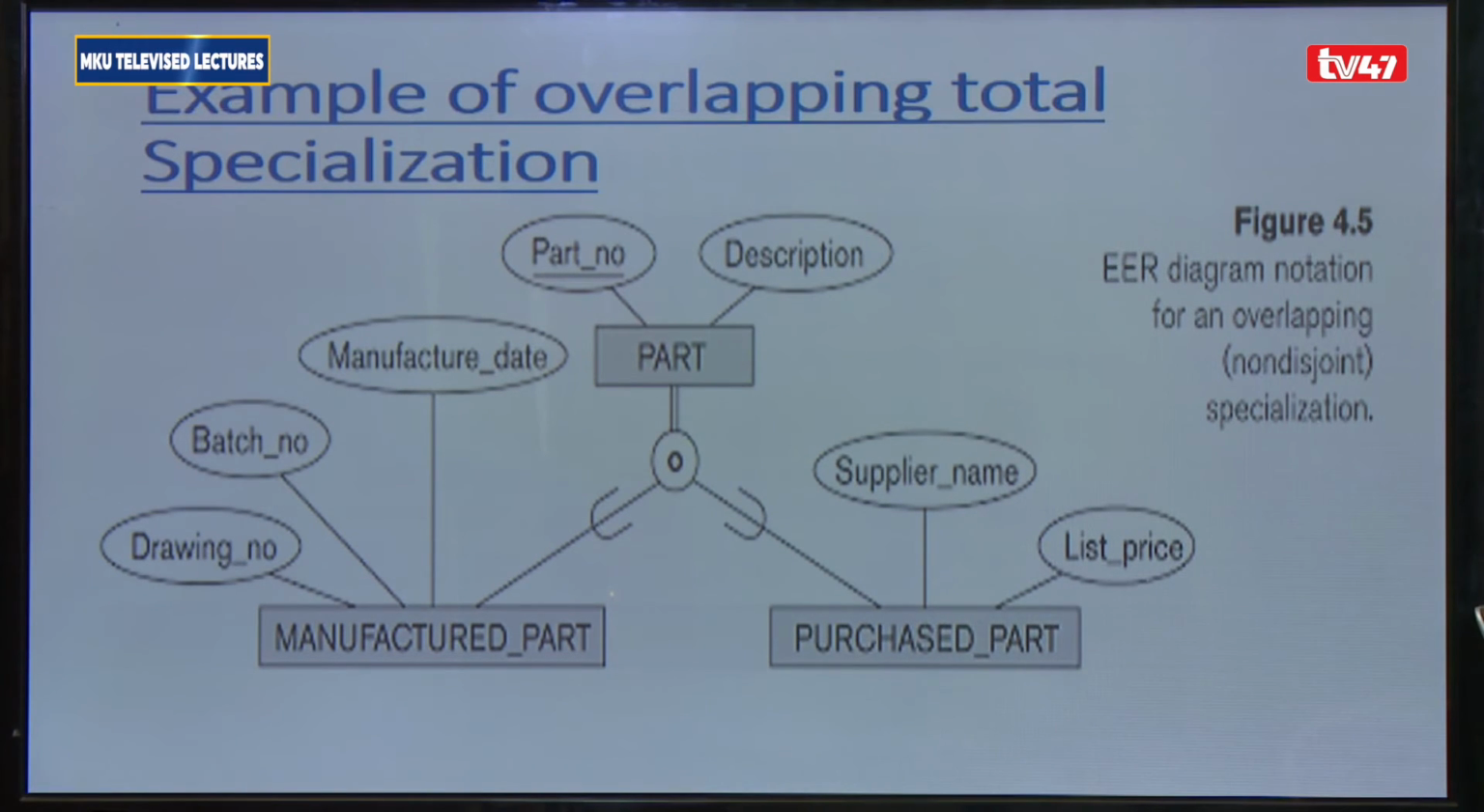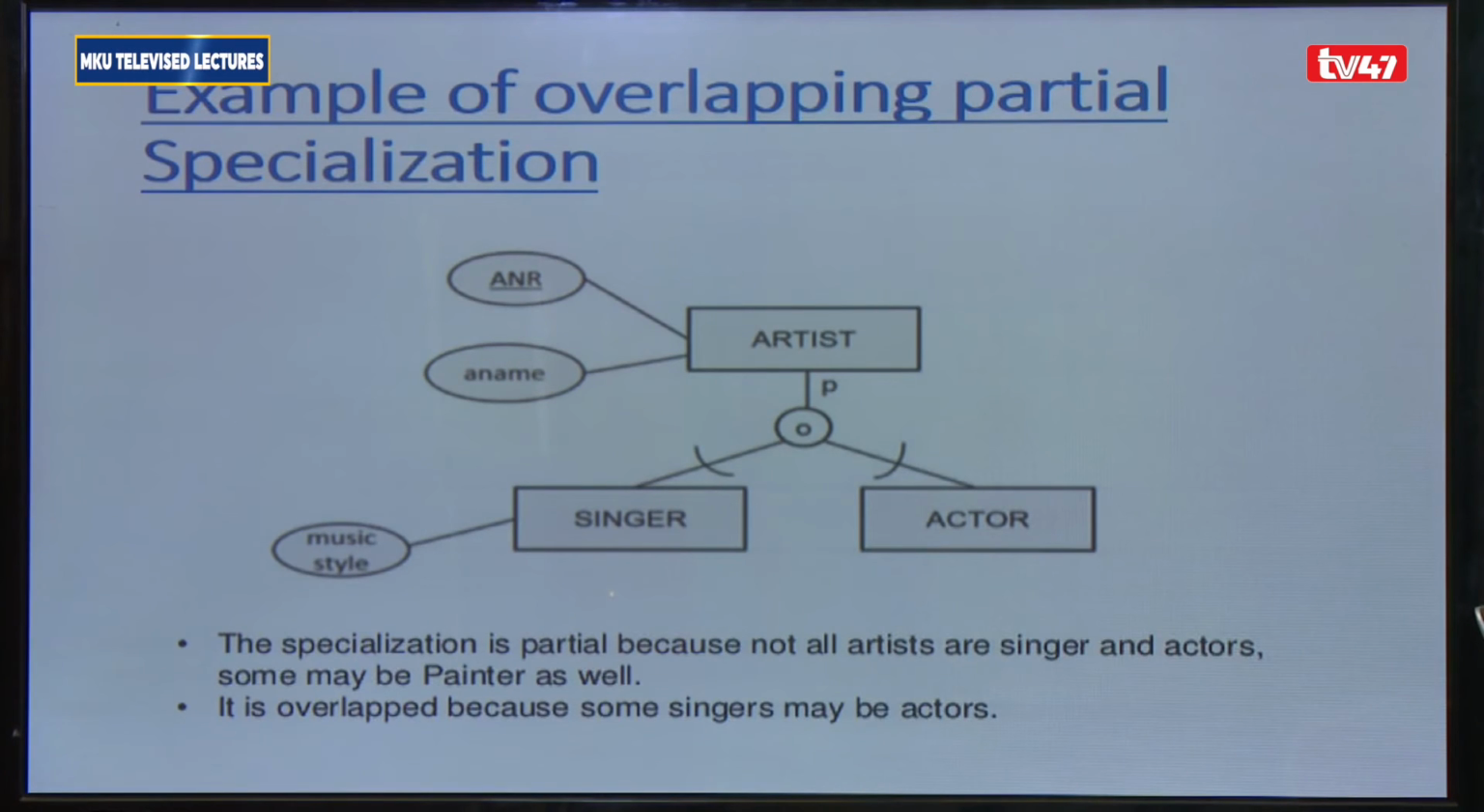So let us go to the last scenario, and this scenario is an example of an overlapping partial. It's an overlapping partial specialization. So here we have an O and then a single line, which means it is partial.